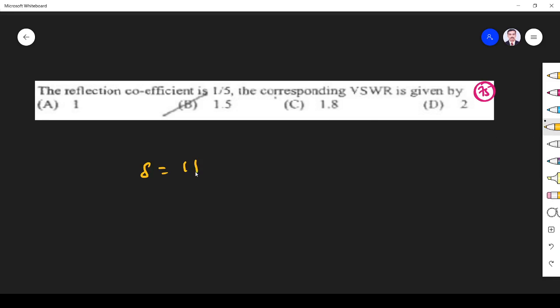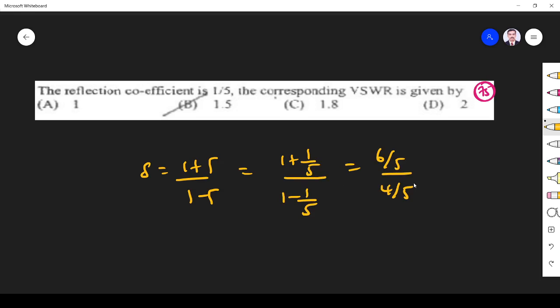S is equal to 1 plus gamma divided by 1 minus gamma. 1 plus 1 by 5 divided by 1 minus 1 by 5. 6 by 5 divided by 4 by 5, that is equal to 1.5. So option B is the right answer.